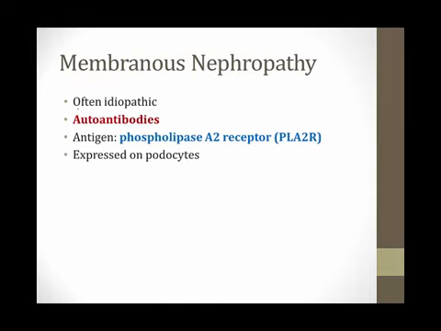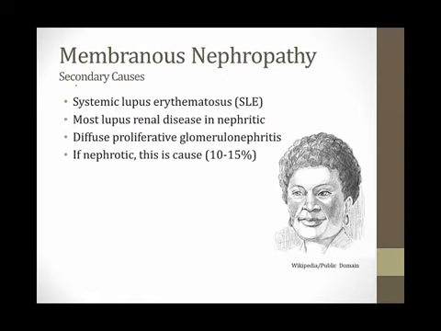Membranous nephropathy is often idiopathic, meaning it is not related to any other systemic disease that is triggering the production of antibodies. In the idiopathic form, autoantibodies are found against antigens called phospholipase A2 receptor, or the PLA2 receptor. This antigen is expressed on podocytes, and therefore it should make sense to you that autoantibodies directed against this podocyte antigen could lead to the nephrotic syndrome. There are a number of secondary causes of membranous nephropathy, and one of the important ones is lupus.